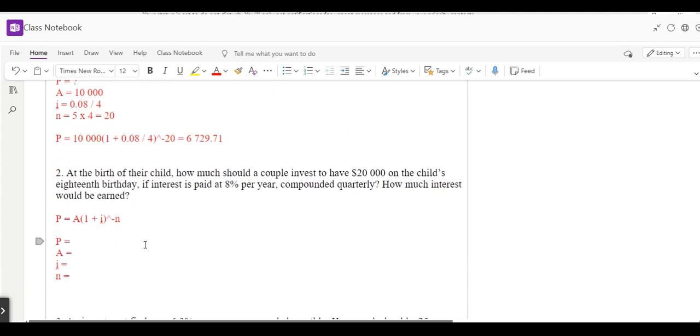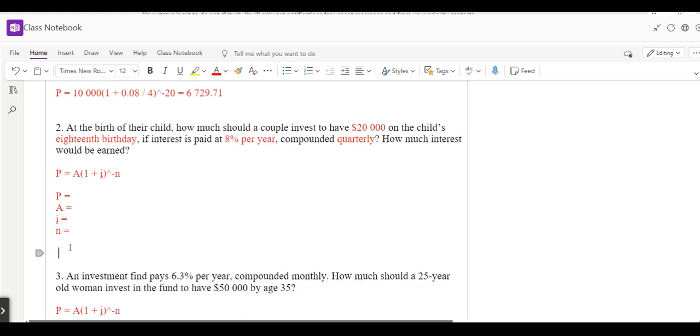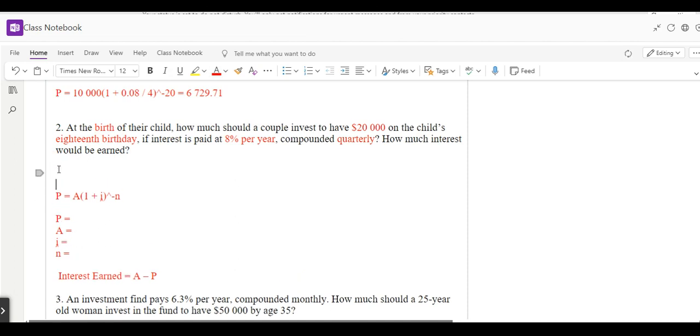Okay. At the birth of their child, how much should a couple invest to have $20,000 on the child's 18th birthday? If interest is paid at 8% per year, compounded quarterly, and afterwards it wants to know how much interest is earned. So note that interest earned will be equal to just A minus P, whatever those happen to be. And importantly, we're talking about the birth of a child. Okay? So since we're going to the 18th birthday, that means we're talking about 18 years.